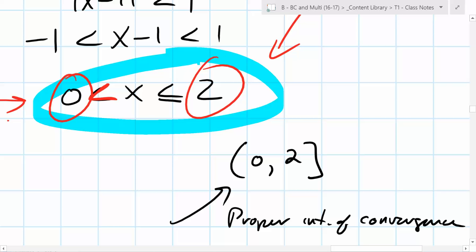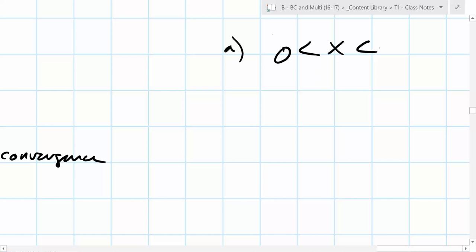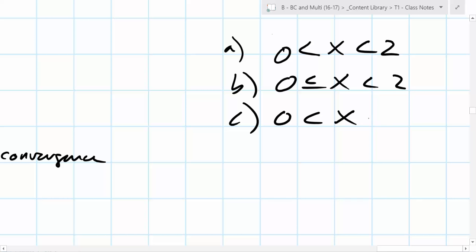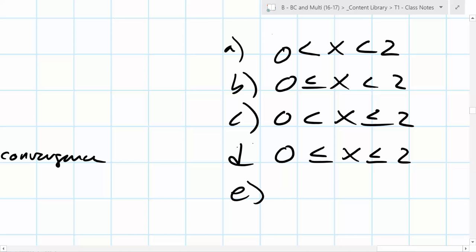It seems like a small detail to check those endpoints, but what do you think the multiple choice answers are going to look like on the AP exam? They're all going to look really the same. A will be 0 less than x less than 2. B will be 0 less than or equal to x less than 2. C will be 0 less than x less than or equal to 2. D will be 0 less than or equal to x less than or equal to 2. And E will be something out of nowhere. Seriously, it'll do that. So do you have to test endpoints? Yeah, usually you can eliminate two, but you have to test endpoints.